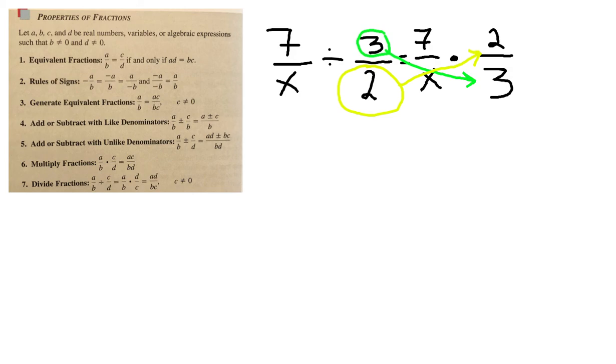So we all know that we're just going to multiply across. In this case, 7 times 2, what does that equal? 14. And 3 times x is just going to be 3x. So that's how you would go ahead and solve this.